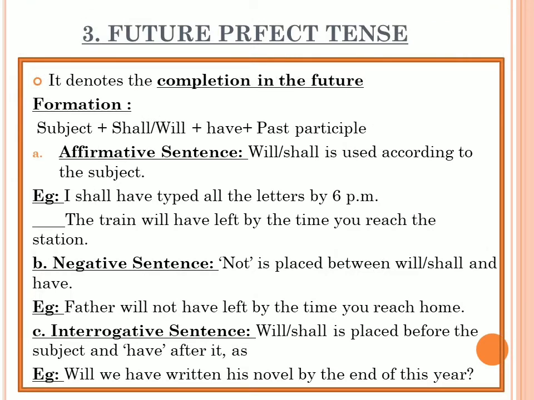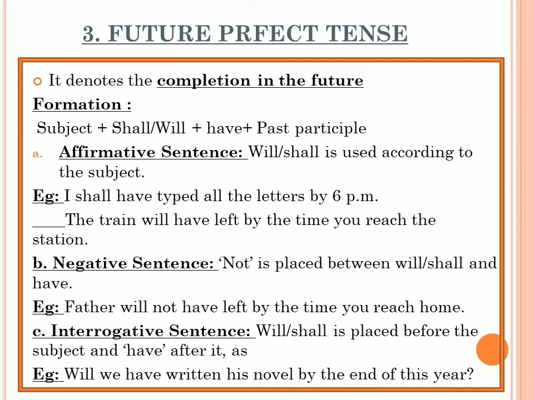Okay. Negative sentence, not is placed between will or shall and have. So in the future perfect tense we have to use have. Before that we learned the future continuous tense, that is not have, that is be. In that, not is placed between will or shall and be. So here not is placed between will or shall and have. Father will not have, and we have to use the past participle, left, by the time you reach home.